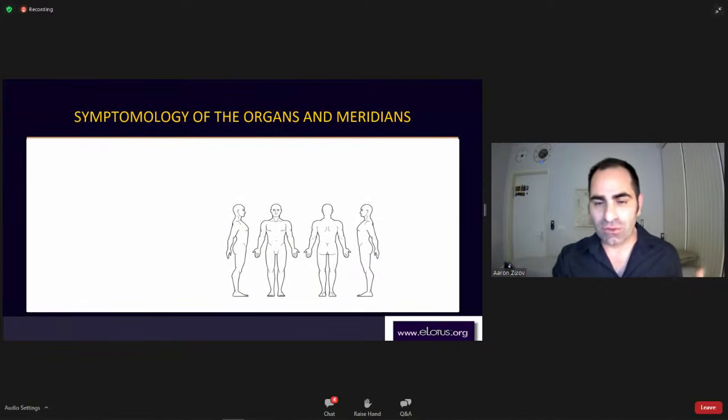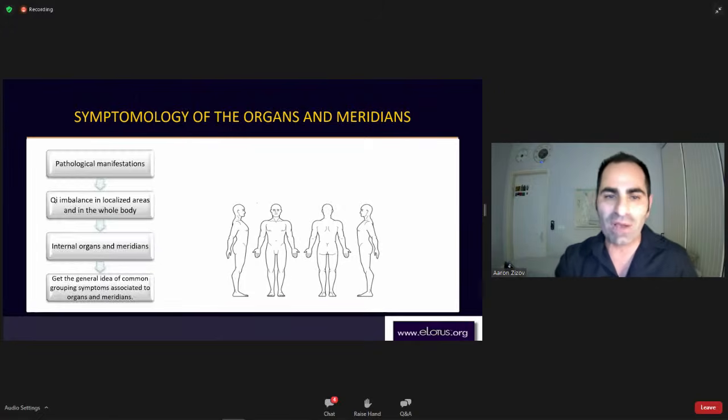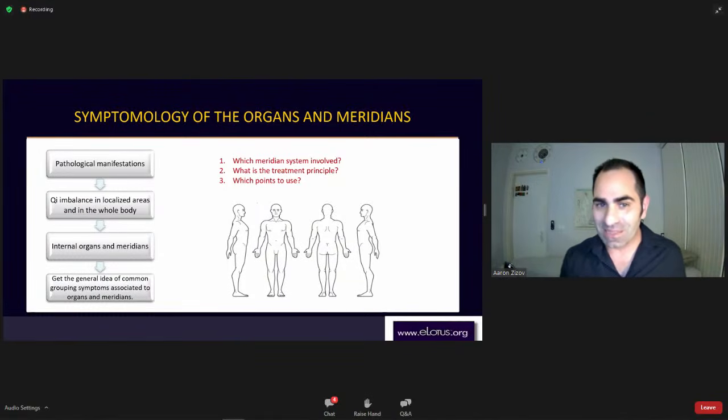I usually use this drawing in my intakes and questionnaires, and I tell the patient, just write down or make an X where you have the problem. For me, it's first of all to understand the path. If they mark all the places, I need to decide which meridian system is involved first of all, or is it the internal organs? And of course, what is the treatment principle and which points to use accordingly.